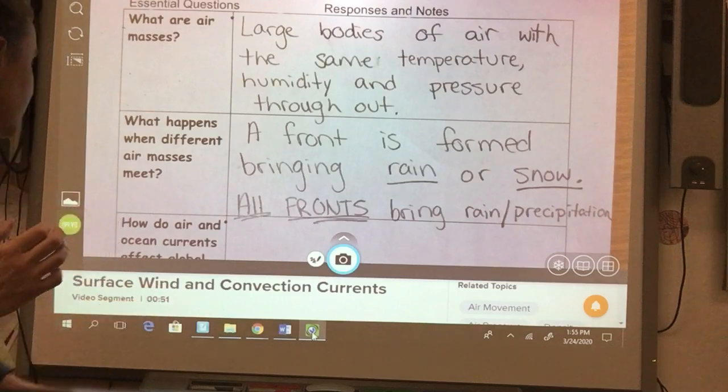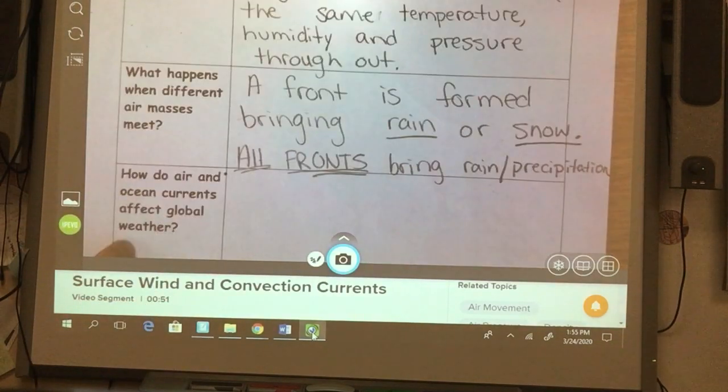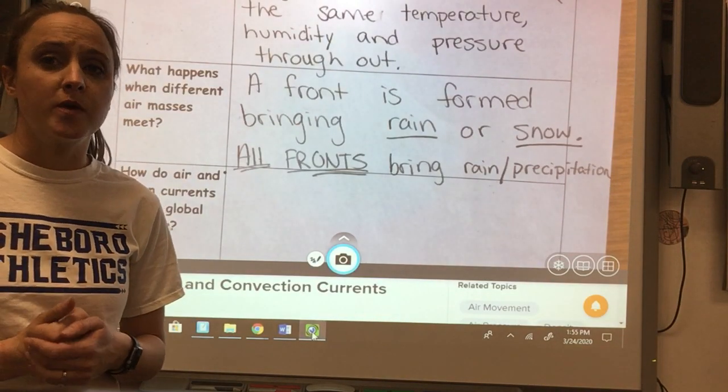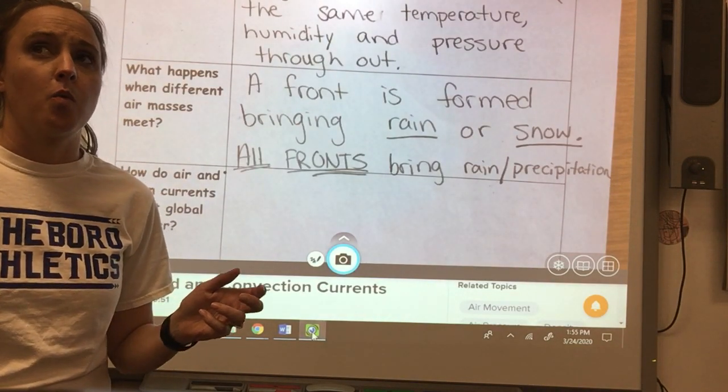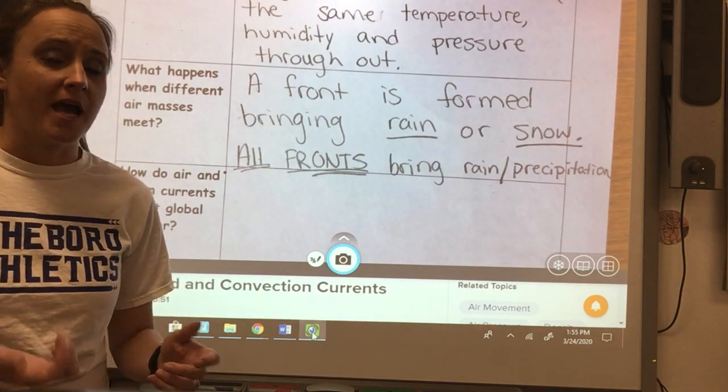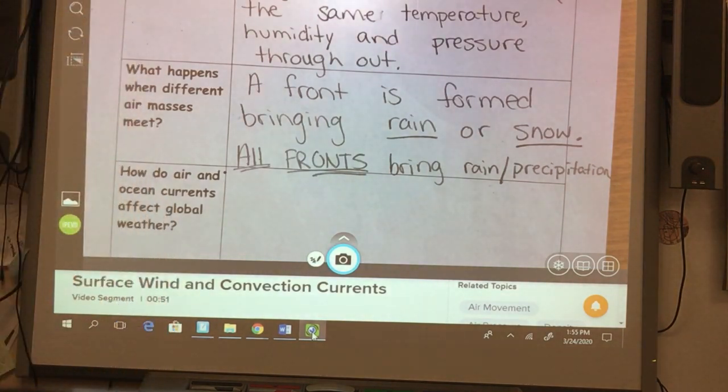Next, we're going to be moving into how do air and ocean currents affect global weather. We're going to watch a quick video on what that looks like as far as convection currents and how they affect the weather around us.